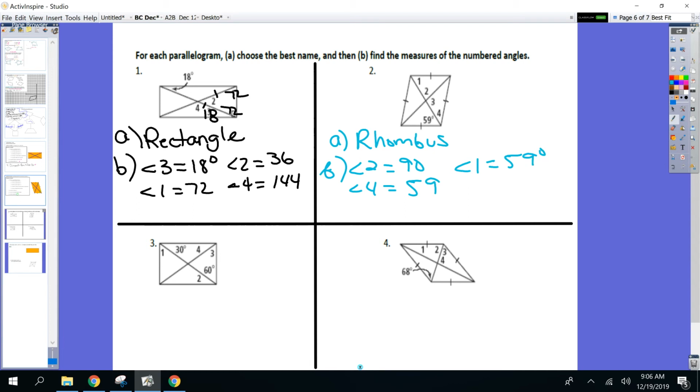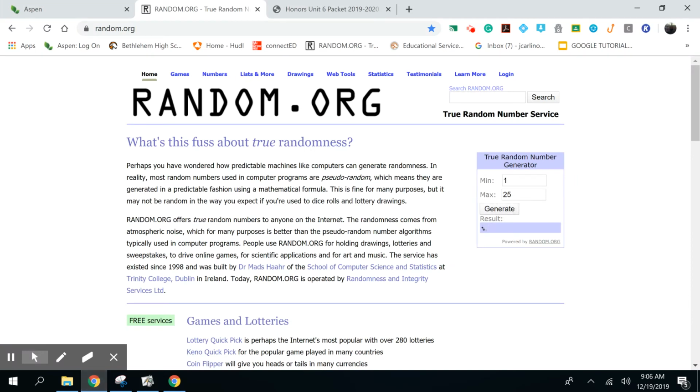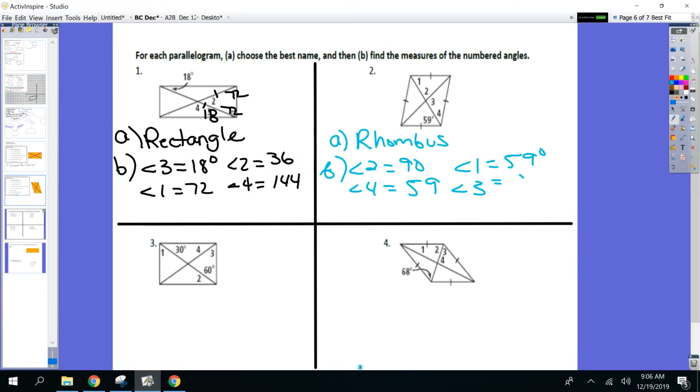Yep. And they're alternate interior as well. And the only one I'm looking for now is angle 3. Done. Diagonals perpendicular. All right. Nice. Any issues?